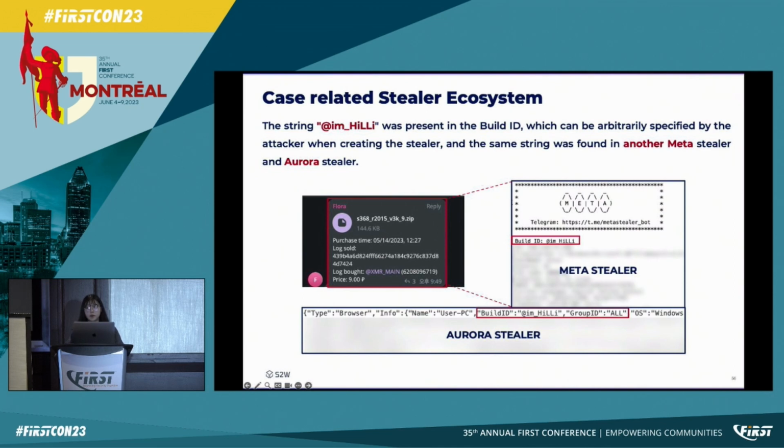We observed various stealers and traffers to trace the traffer and found a sample that we believe was disseminated by them. The string "I'm Hilly" was present in the build ID field, which can be arbitrarily specified by the attacker when creating stealer builds. And the same string was found in another Meta Stealer and Aurora Stealer. This was confirmed by the Telegram ID of the traffer, and the traffer with the same ID belonging to multiple traffic teams.